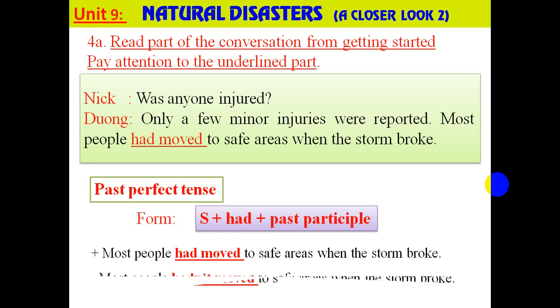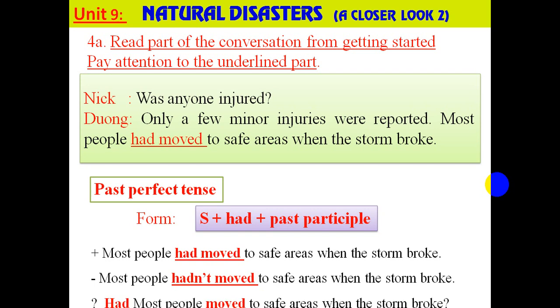Trong câu phủ định của thì quá khứ hoàn thành này chúng ta sử dụng thế nào? Thêm not sau từ had, và viết tắt là hadn't moved, phủ định. Và nghi vấn cũng vậy, cho đảo từ had lên trước chủ ngữ: Had most people moved to safe areas when the storm broke?